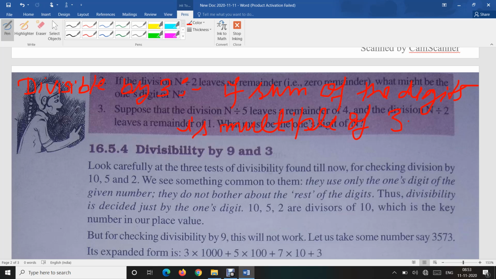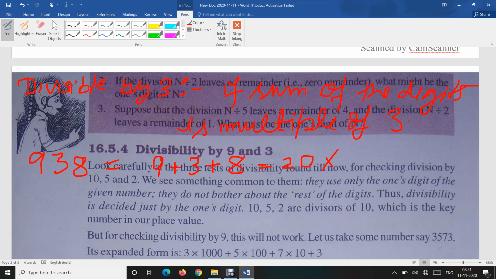Suppose you have 938 and you have to check whether this number is divisible by 3 or not. Then how do you check? See, you can add these digits, 9 plus 3 plus 8. Now what is 9 plus 3? 12. 12 plus 8 is 20. So can you say that this number is divisible by 3 or not? No, because 20 can never be divided by 3.